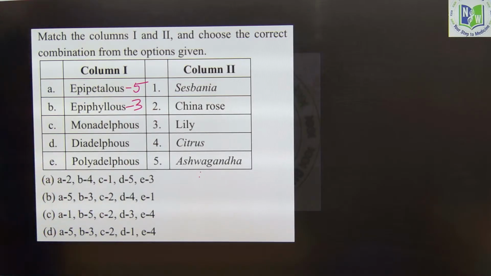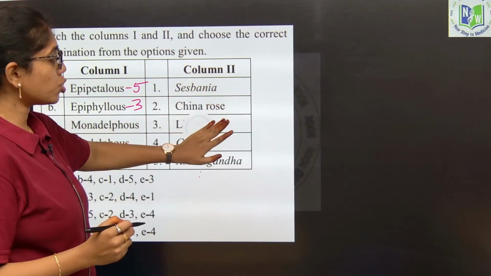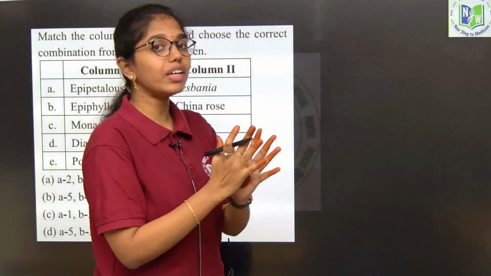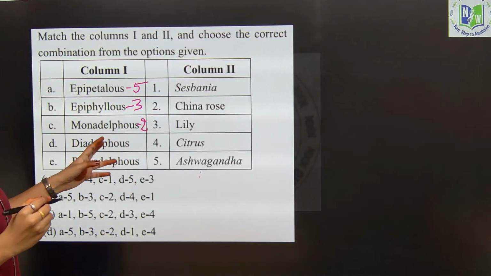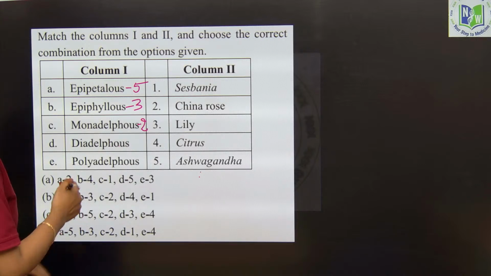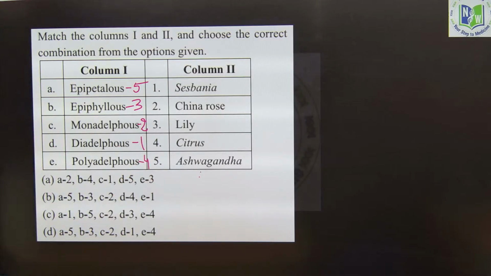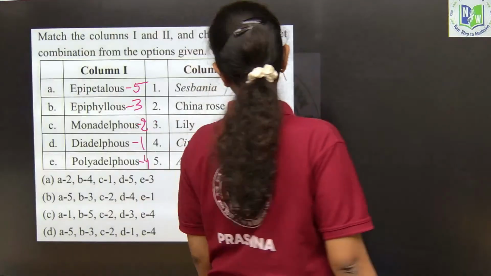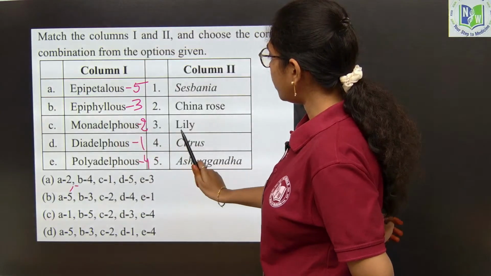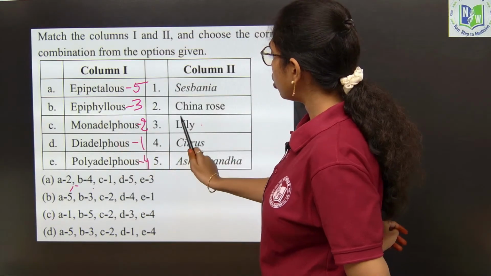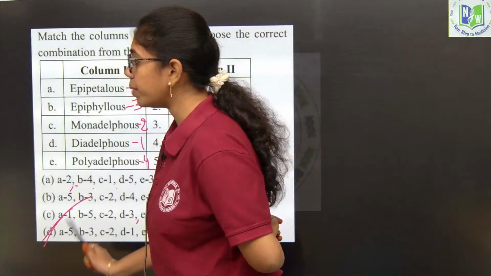Next, monadelphous. Monadelphous condition, China rose. Okay, China rose, which belongs to Malvaceae family. It is having just one bunch of infinite androecium. So it is monadelphous condition, which is option 2. Diadelphous, undoubtedly what is the example for diadelphous? Fabaceae family members, which is option 1. Polyadelphous will be citrus, which belongs to Rutaceae family. So here you look into the options and identify it keenly. A is option 5, B will be 3, okay, C is 2 and D 1, and E 4. Option D will be the right answer.